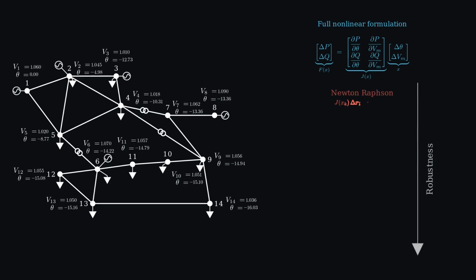The Newton-Raphson solver linearizes the mismatch equations at each iteration and updates the voltages directly. It converges quadratically when close to the solution and is considered the standard method for most studies.